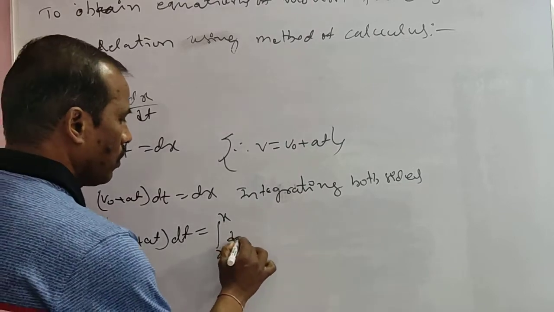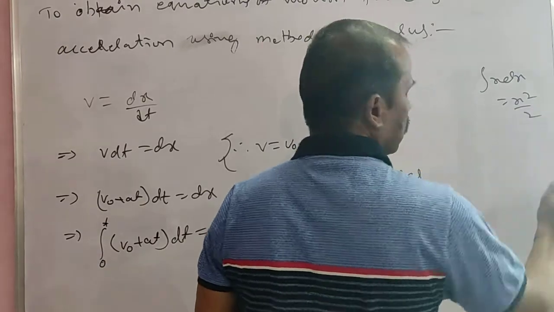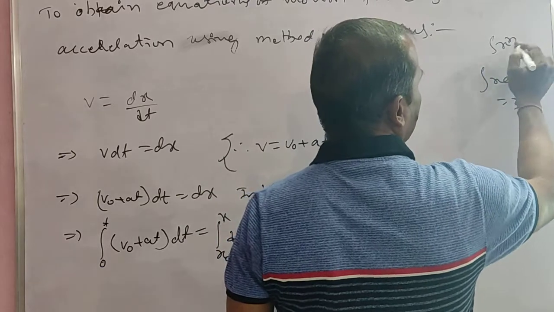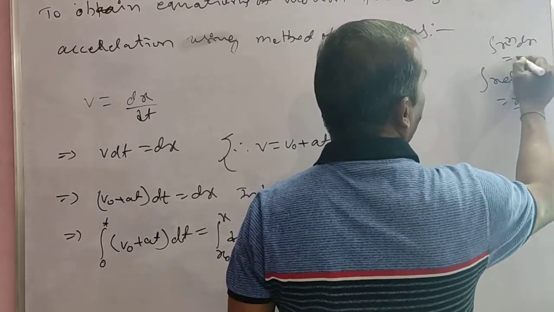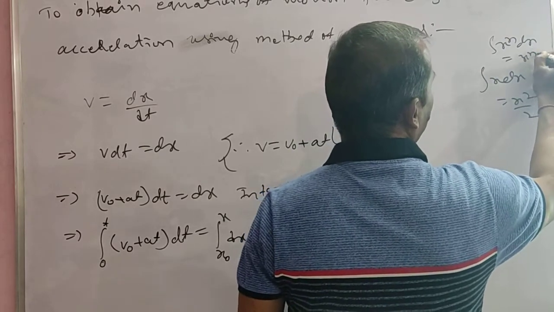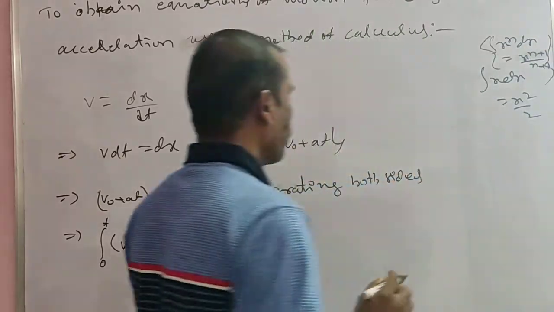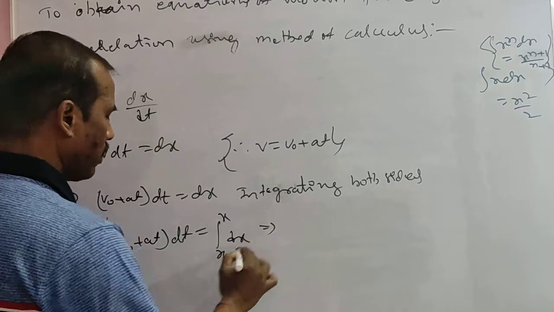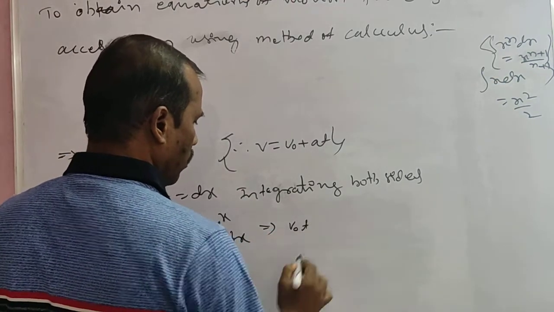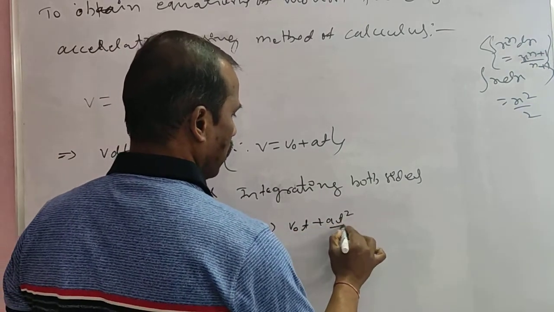So here the integral of x dx is equal to x squared by 2. That means the integral of x power n dx is equal to x power n plus 1 by n plus 1. This is the integration formula. Now simplifying this, we get v naught t plus a t squared by 2.